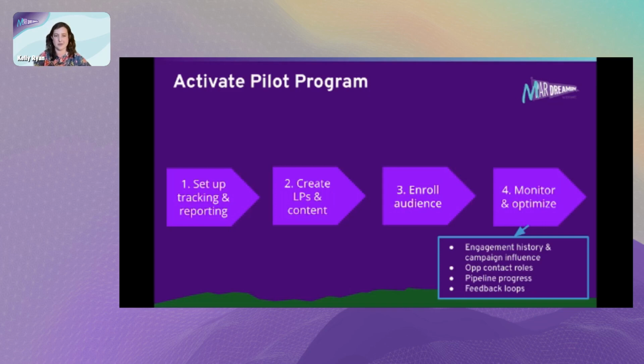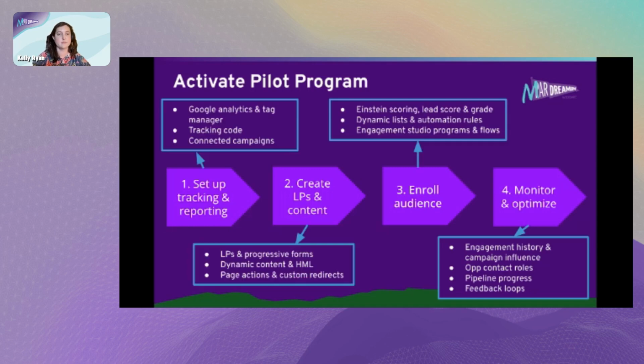And then finally, feedback loops. Like I said, sales and marketing need to be friends, they need to be talking, and they need to be honest. So at a high level, this is how you would activate your ABM pilot program, going through these steps with the tools and processes you already have in place.